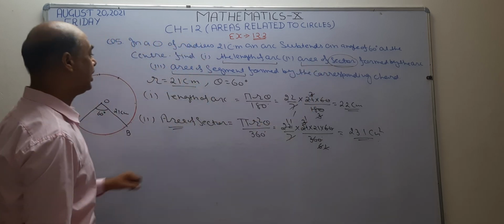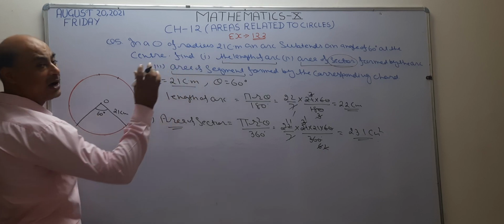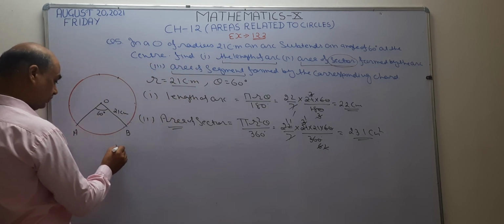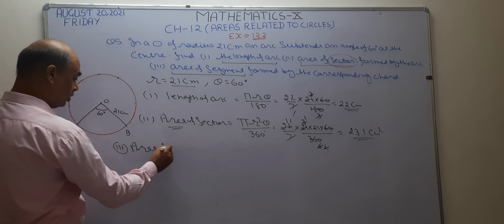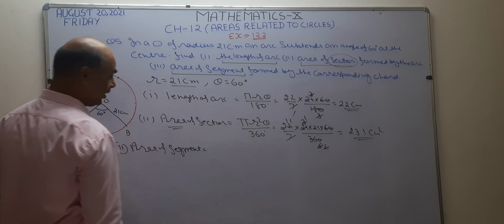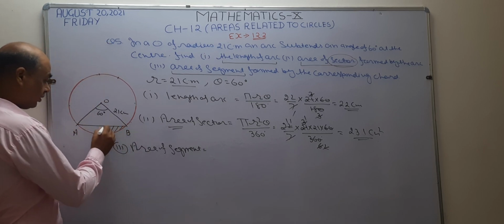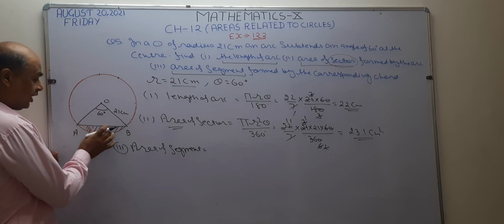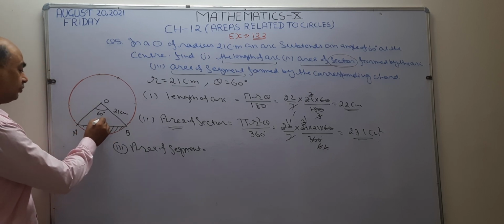It means we are going to find the area of segment. Only segment is written, it means we are going to find the area of minor segment. So right here area of segment. How do you find the area of segment? This is your segment, this AB segment. I want to find the area of this segment. How do we find the area of this segment? Area of sector minus area of this triangle.